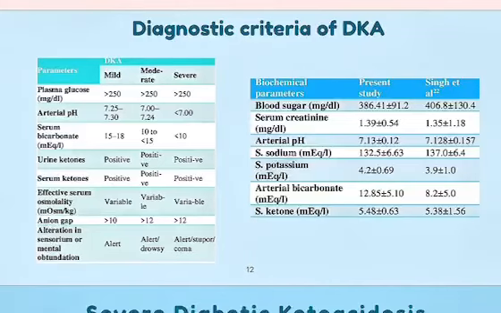Let us know the diagnostic criteria of diabetic ketoacidosis. As you can see these two charts, you can easily understand.